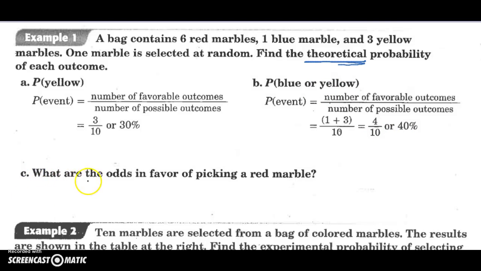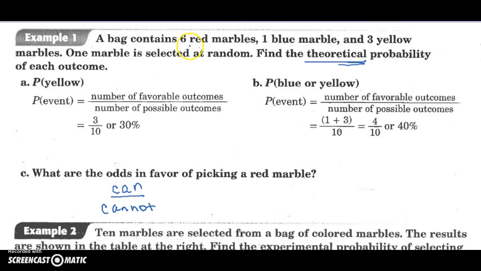And then C says, what are the odds in favor of picking a red marble? The odds in favor means we're going to compare the ways that it can be red compared to the ways it cannot. So we're comparing can occur to cannot occur. So how many marbles were red?